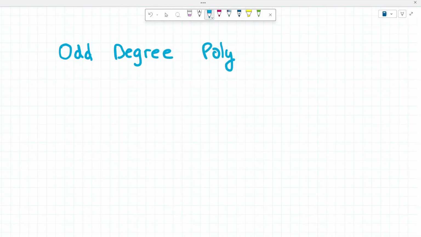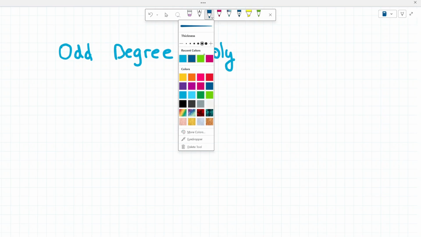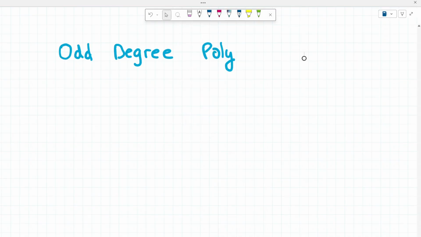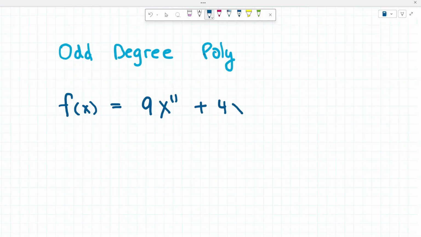So an odd degree polynomial is going to be similar to the even degree polynomial, except in this case, we have to have that the largest degree of x is an odd number. So here, what if we have f of x equals 9x to the power of 11 plus 4x^4 minus, let's say, 3x squared plus 72.